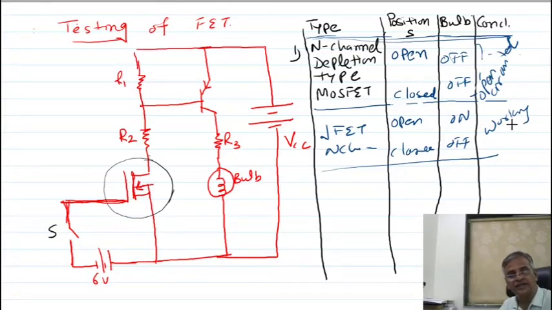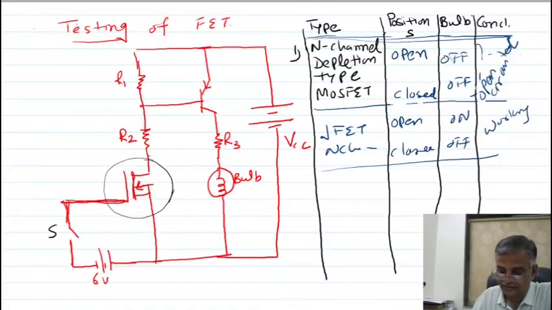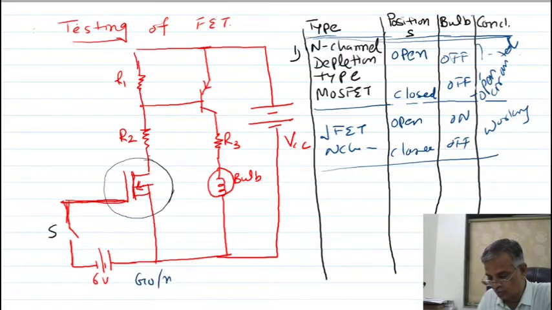Similar way you can check P channel enhancement type using this circuit, or by changing the gate voltage you can check the other types of the FET. I think you will understand. Next discussion is, see this circuit is also called go no go test circuit.